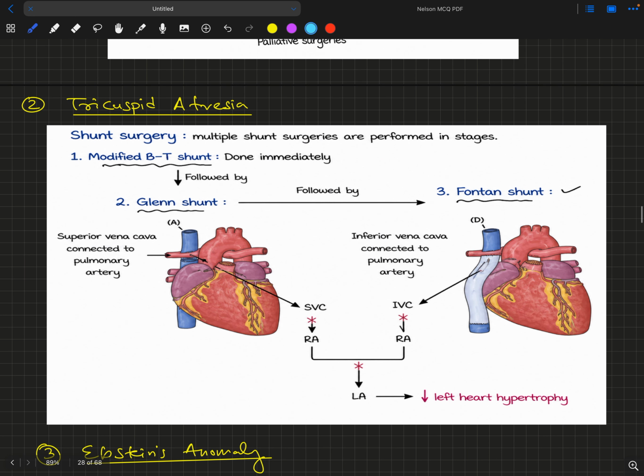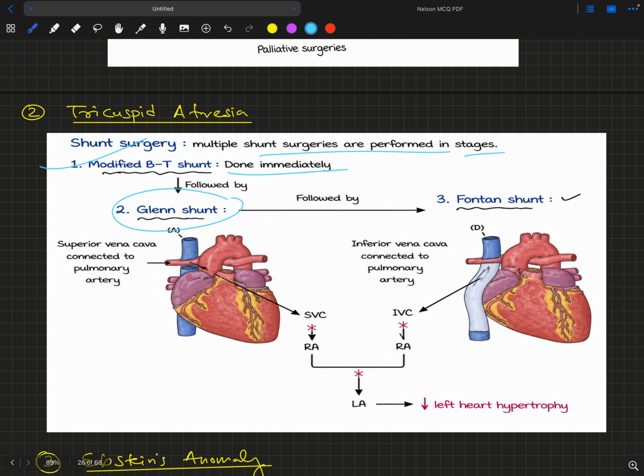In case of tricuspid atresia, multiple shunt surgeries are performed in stages, in phases. The modified Blalock-Taussig shunt is done immediately. What it does is that, by an artificial conduit, it joins the pulmonary artery with the right brachiocephalic trunk or right subclavian artery, followed by the Glenn shunt. The Glenn shunt is the superior vena cava connected to the pulmonary artery.